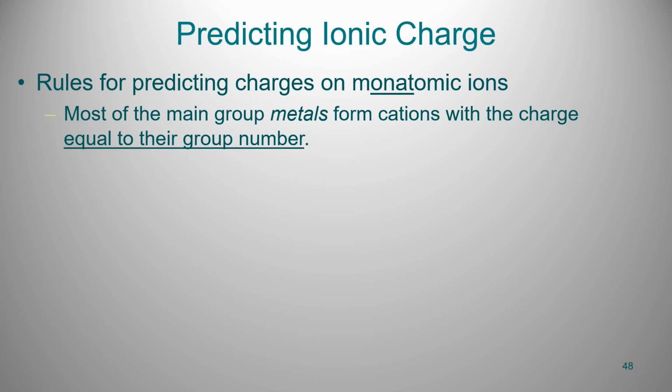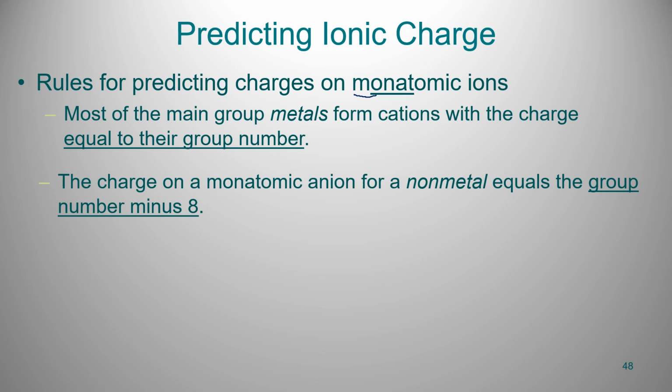Now, that should be underlined too, monoatomic ions. Rules for predicting charges on monoatomic ions. So again, just what I said, most of the main group metals will form cations with a charge equal to their group number. It's just another way of saying it. So group 1A will form a +1, group 2A will form a +2.